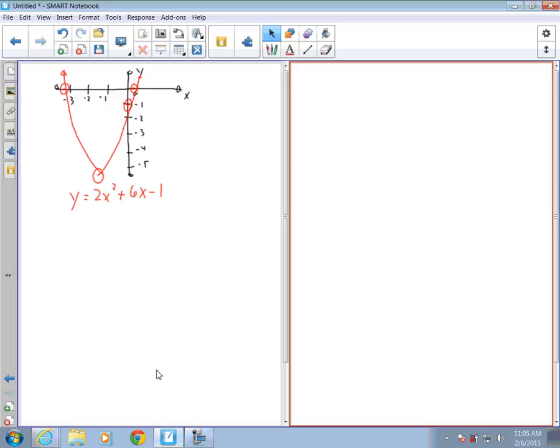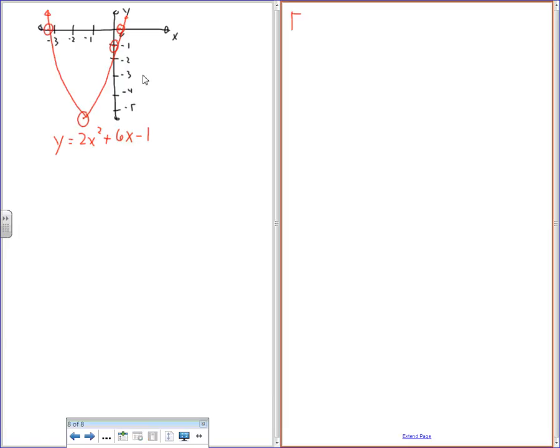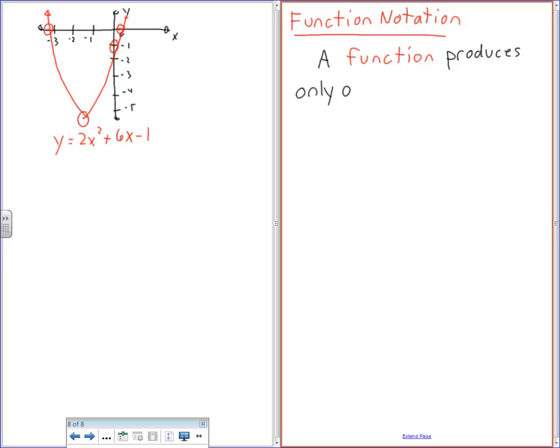It's called function notation. So we're going to say a function produces only one output for each input. We're going to say the set of all possible inputs is called the domain.